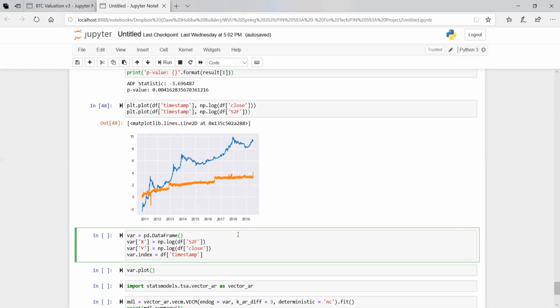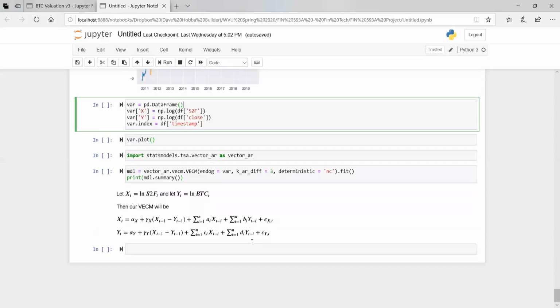This is in chapter 10 of the slides. So in chapter 10, there are notes on the vector error correction model. And here's the formula. xt is log stock to flow ratio, and yt is log Bitcoin price, and this is all daily values. Here we have a constant, and then we're going to look at the difference between the two. And we're going to look at lagged values for X, which is log stock to flow, and lagged values for log Bitcoin prices.